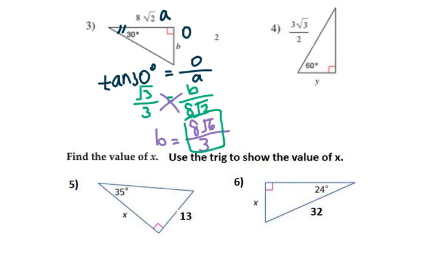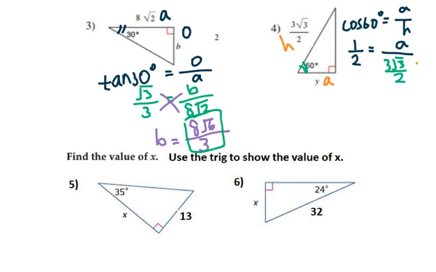For the number 4, this is a right triangle with a 60 degree. So we know here's adjacent side and then hypotenuse side. That's how we got to use cosine. So cosine 60 equals A over H. Cosine 60, that means 1 over 2. Then A will be here. And H, they give you 3 square root of 3 over 2.